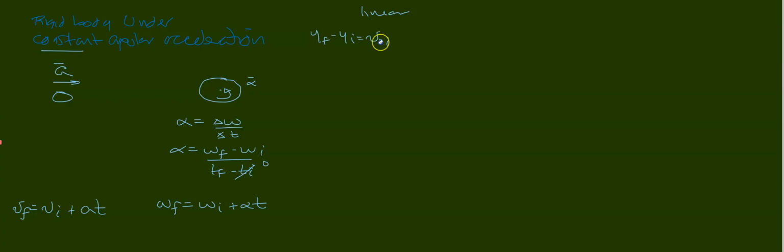Similarly, for the linear equation, let's say position final minus position initial, the initial velocity times time plus 1/2 of the acceleration times time squared. Well, the angular equivalent will be final angular position minus initial angular position equals initial angular velocity times time plus 1/2 angular acceleration times time squared.